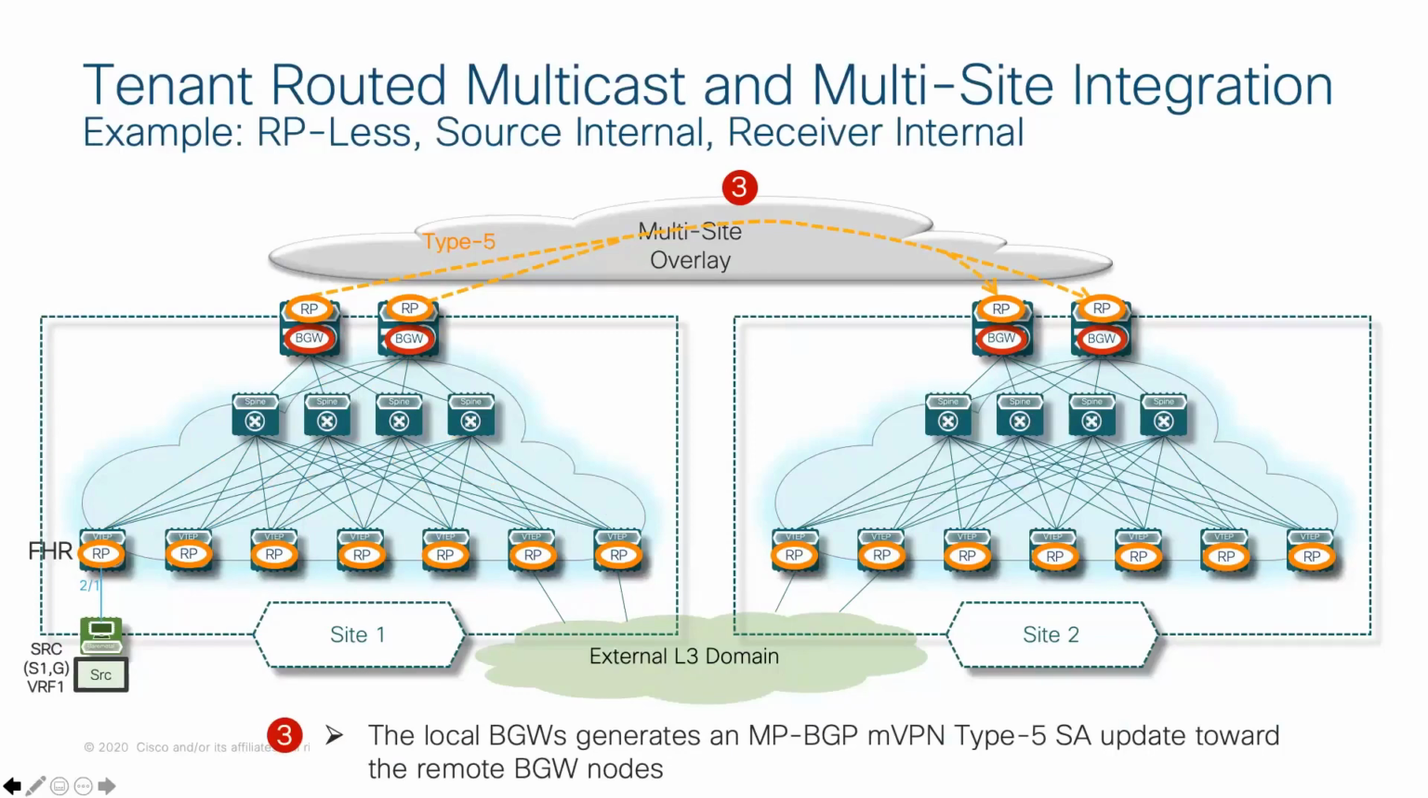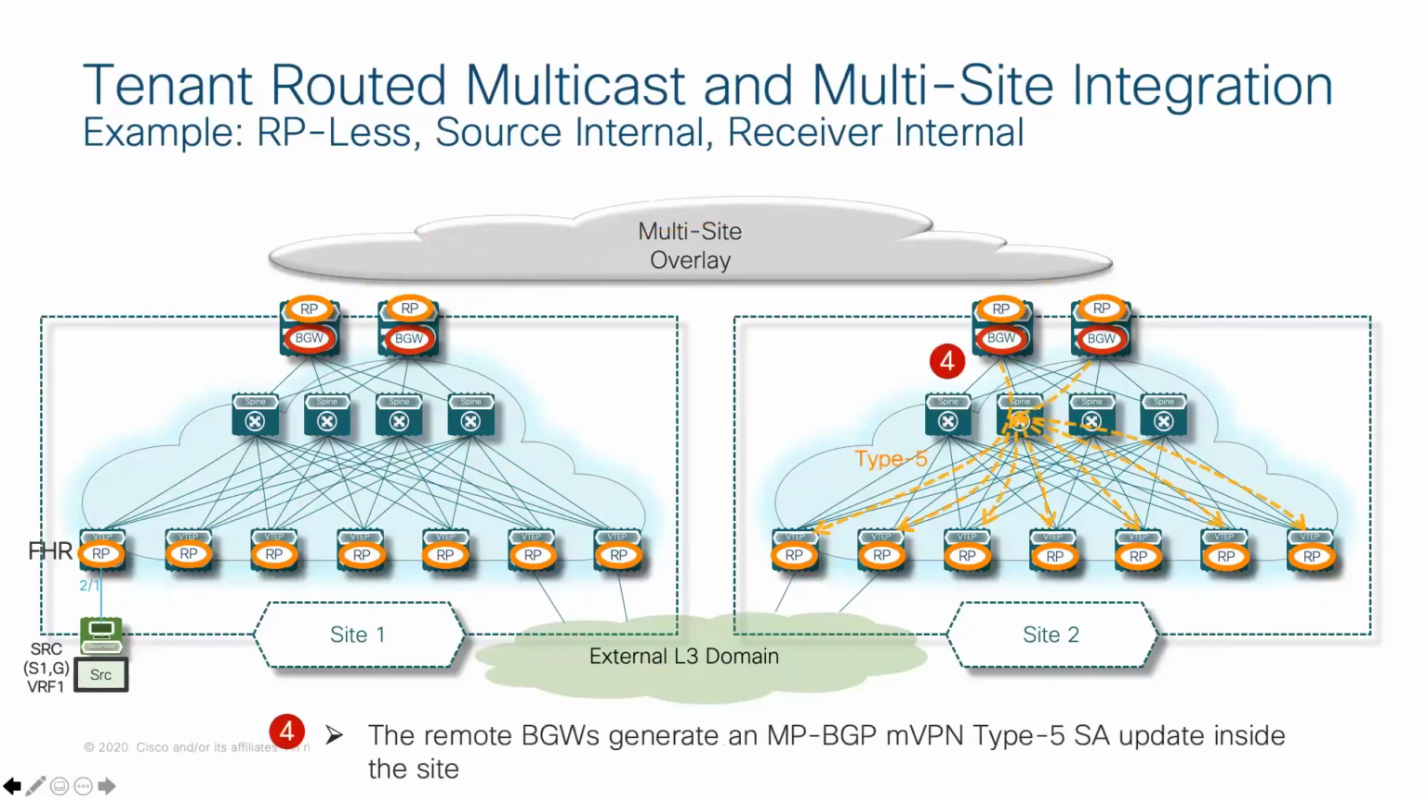Upon receiving that type 5 update on site 2, we will do this reconstruction one more time to inform each and every VTEP. So the general idea, to keep it simple, is that the next hop of the traffic will always be over the BGW. We're trying to hide what is behind the border gateways.